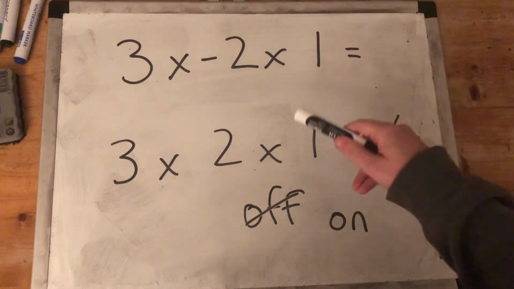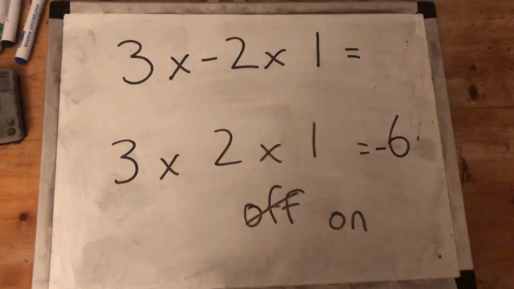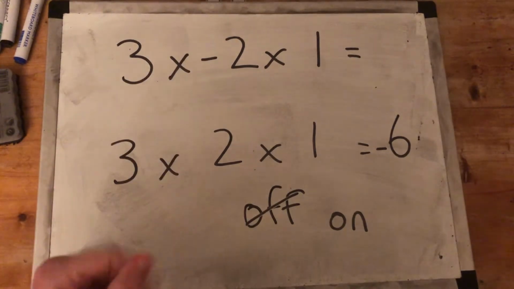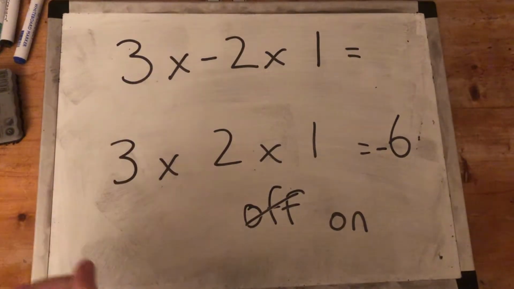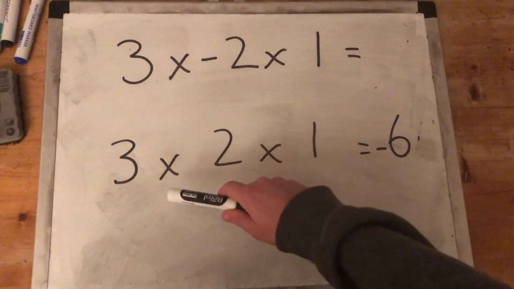1 and 1, they're the same. So are we going to flick it? No. When the number is the same, don't flick the switch. You only flick it when something's different. 3 and 3, don't flick it. 1 and 1, don't flick it. Minus 2 and 2, they're different. Flick the switch.